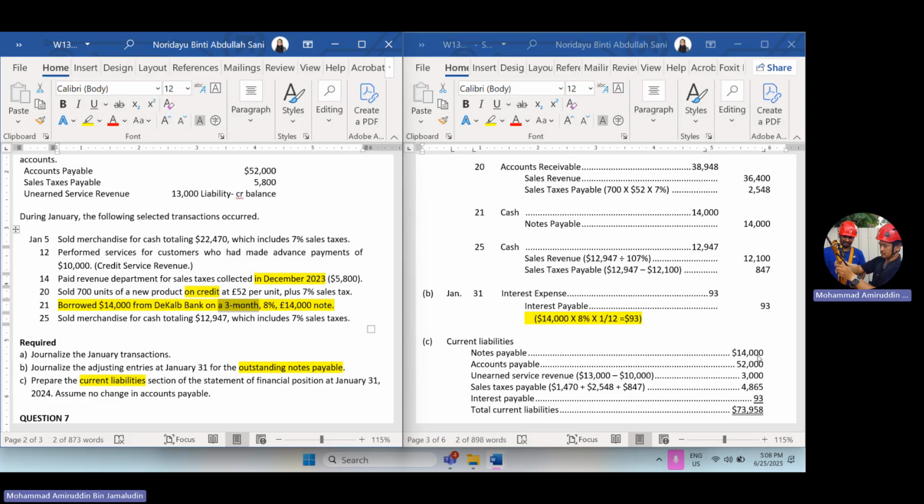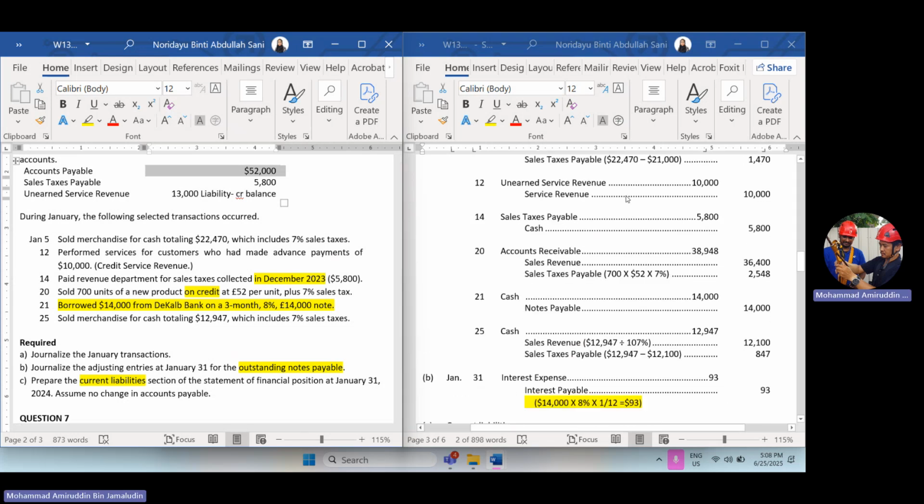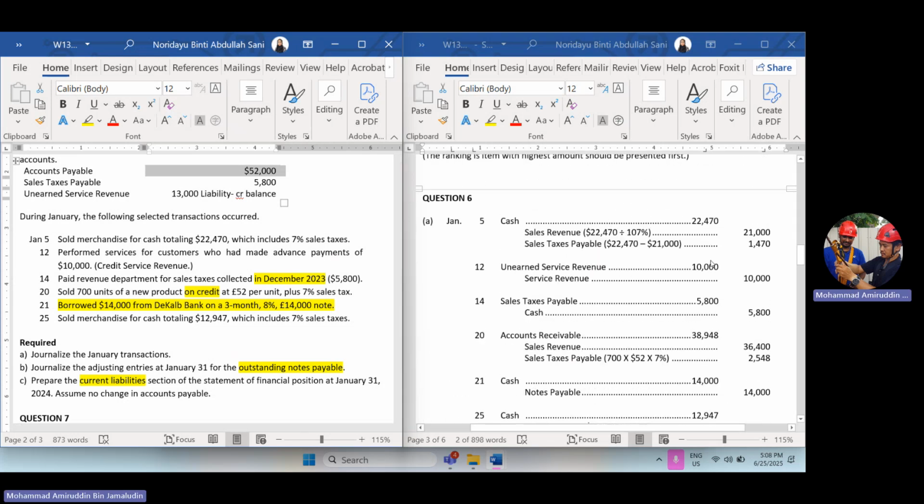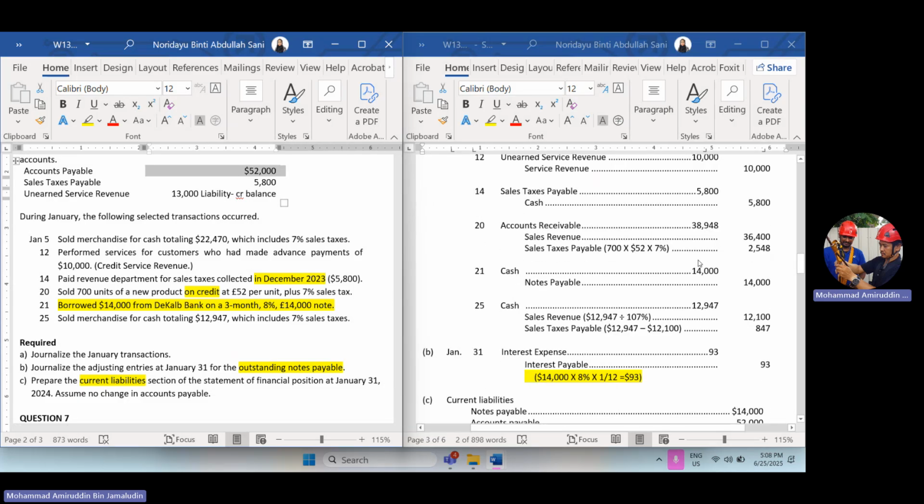So 14,000 here. Accounts payable, no payment made, right? Assume no change in accounts payable, so I can just simply take this one, 52. Unearned service revenue, we have 13,000, and just now we already charged 10,000. So credit, debit, set off. 13,000 minus 10,000, left 3K.